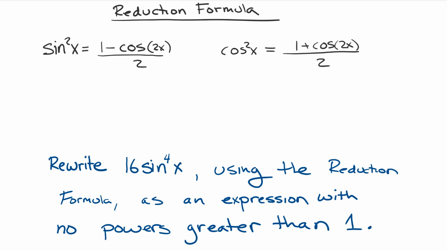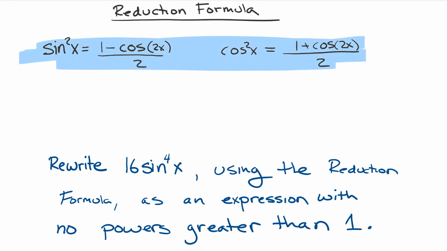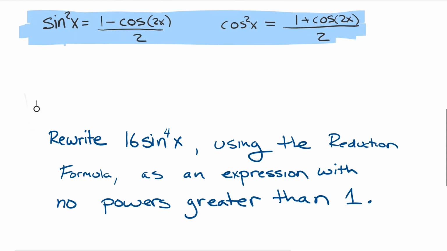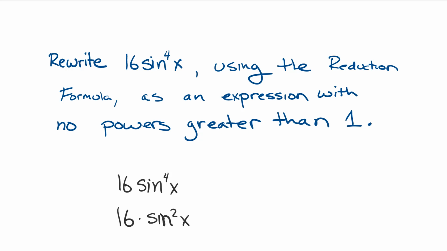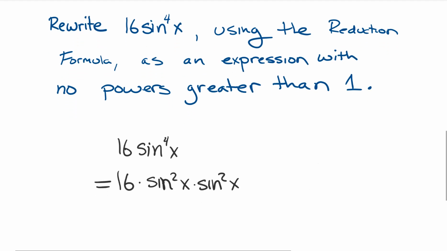So we're going to want to know these two: sine squared of x is 1 minus cosine of 2x over 2, and cosine squared of x is 1 plus cosine of 2x over 2. Those are our two formulas. So let's take our problem, our exercise, our game, and start messing around with it. First, let's just write it out. This is 16 times sine squared of x times sine squared of x. Let me get my equal sign in there to show the logical progression all the way down.